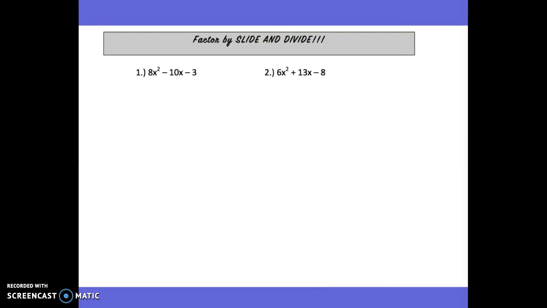Let's try a couple more. Have your notes out with you. It's called slide and divide because you have to slide and divide. So I would take my 8, slide it over, multiply it by 8. Now you have x squared minus 10x minus 24. So let's factor that.